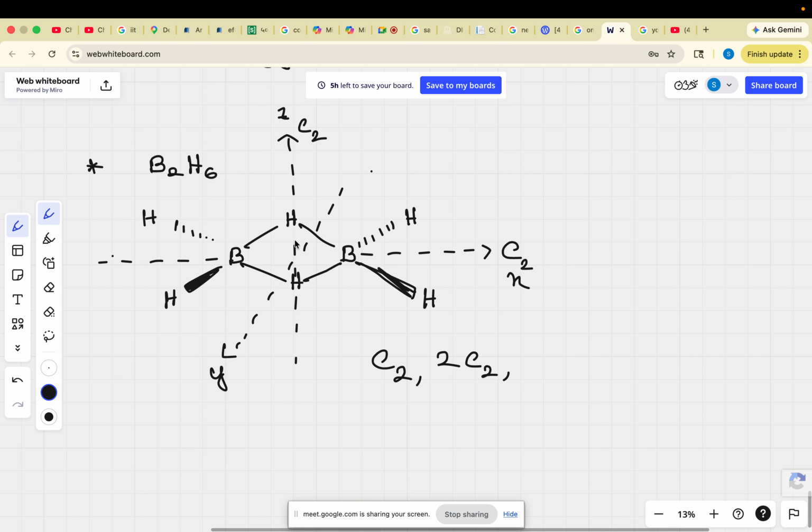Now the next thing is your sigma v. So how to check sigma v? Check whether you are getting sigma v or sigma h or not.